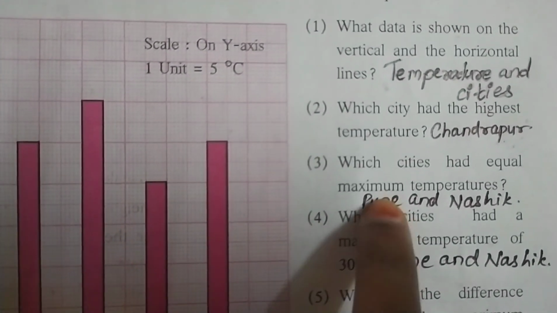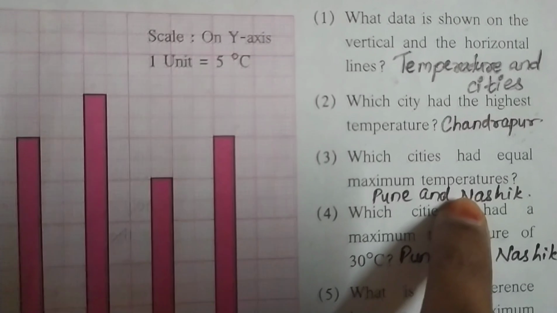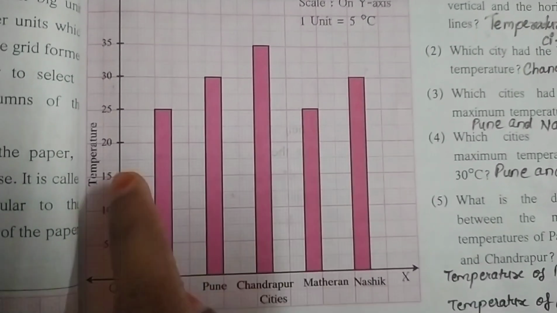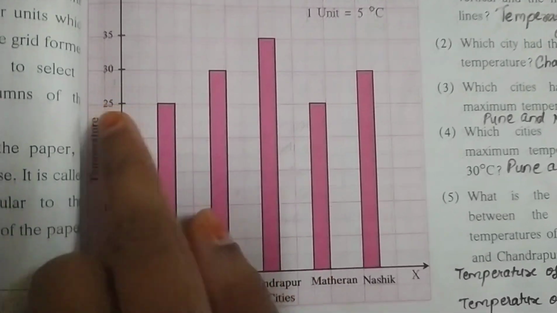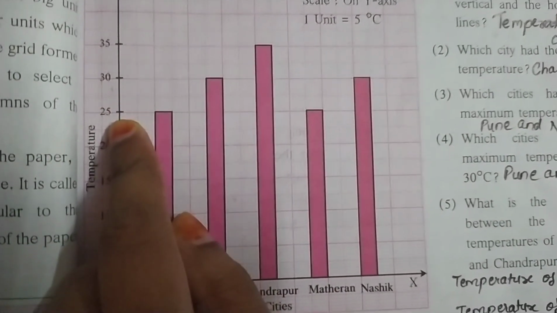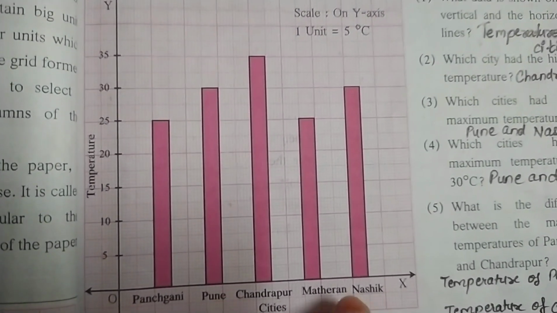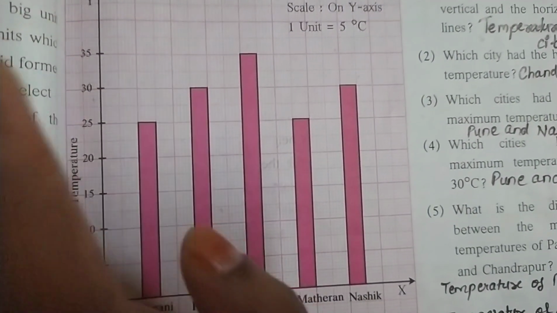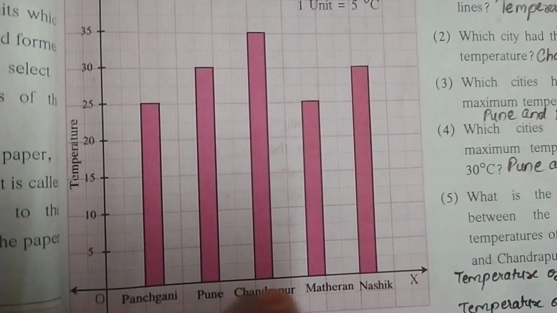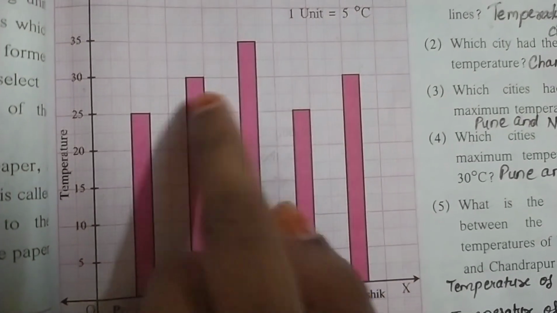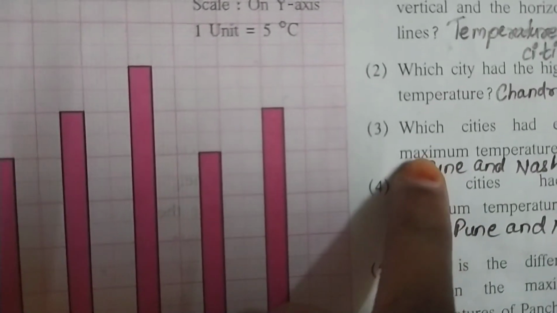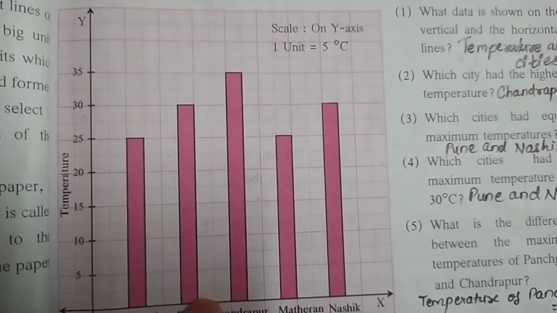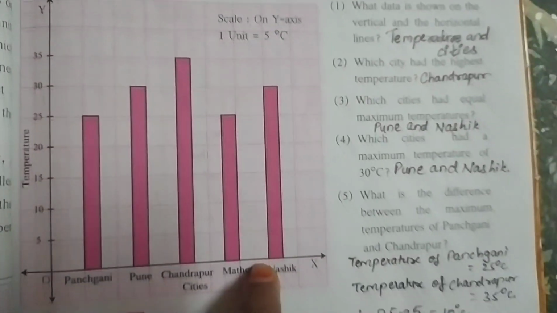Which cities had equal maximum temperature? Now, we have Panchgani and Matheran having 25 degrees Celsius, and Pune and Nasik at 30 degrees Celsius. Now, among these, which is the maximum? Yes, Pune and Nashik is the maximum. They have asked us the maximum temperature. So, when we compare it, the maximum comes in Pune and Nashik.